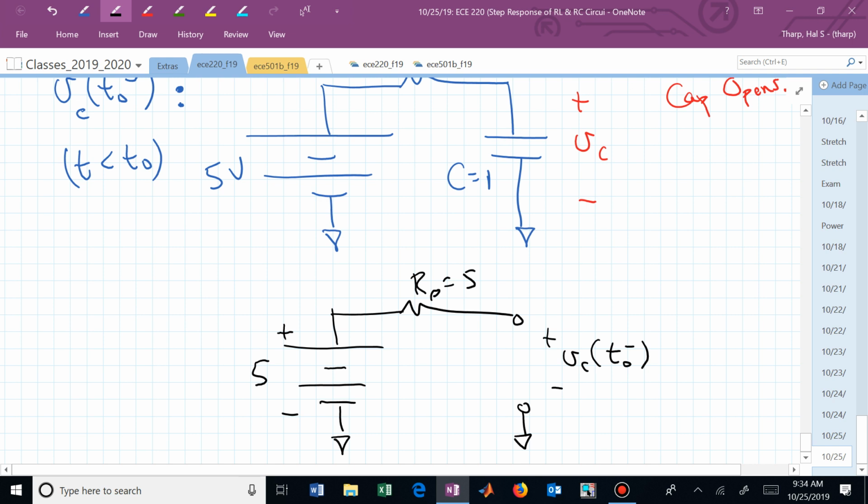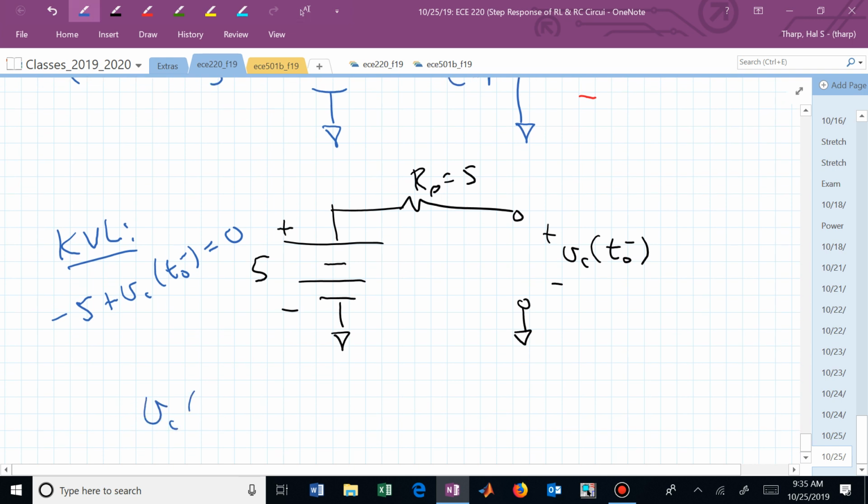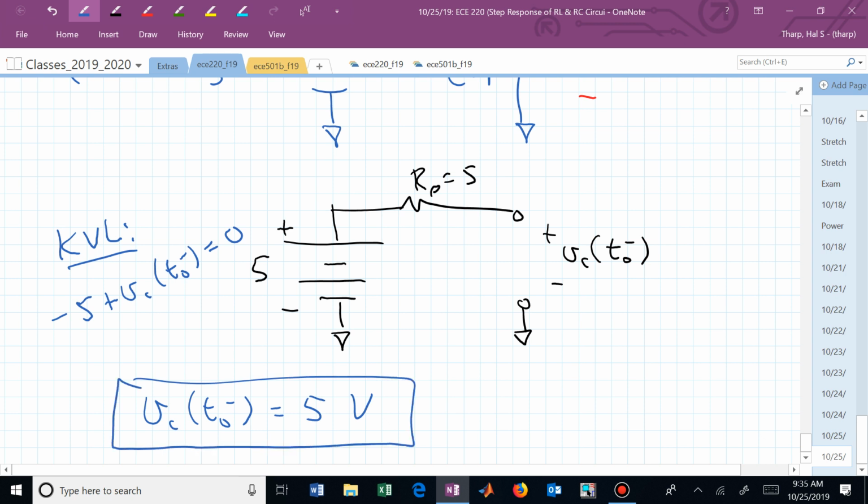We could do KVL around that mesh, and I hope we see KVL gives us minus 5 plus nothing dropped across R sub S. There's no current flowing, plus V sub C of T sub 0 minus. We now know that V sub C of T sub 0 minus is equal to 5 volts. That's now our I in the phi phi acronym. That's our initial state in the phi phi acronym. What happens at infinity?